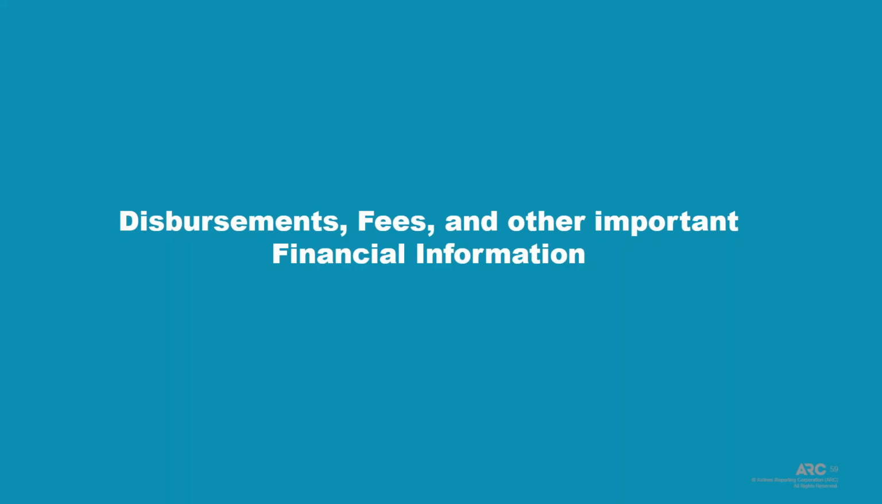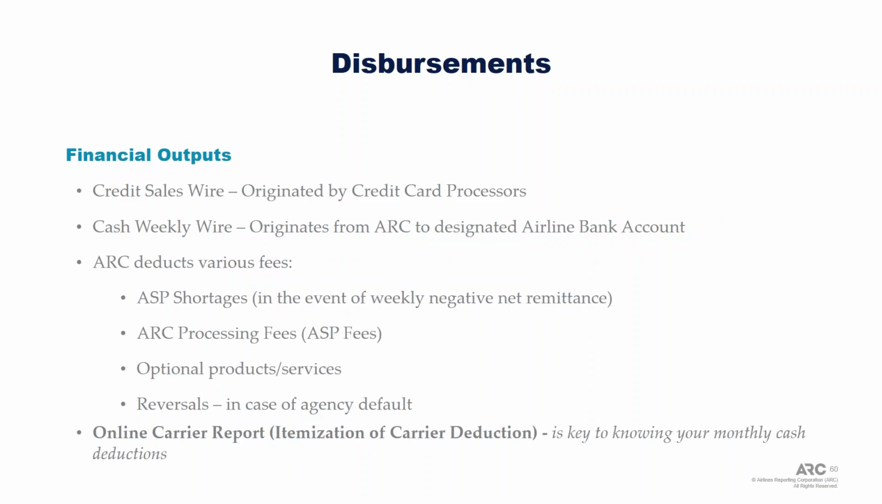And disbursement fees and other important financial information. Your financial output, the credit sales wire. Keep in mind that your disbursements for your credit sales are going to come from your credit card processors. Your weekly wire, that's going to come from ARC, and it's going to go to your designated airline bank account. And we deduct the various fees for ASP shortages, ARC processing fees, and your products and services, and also reversals. Those are deducted from your cash disbursement.